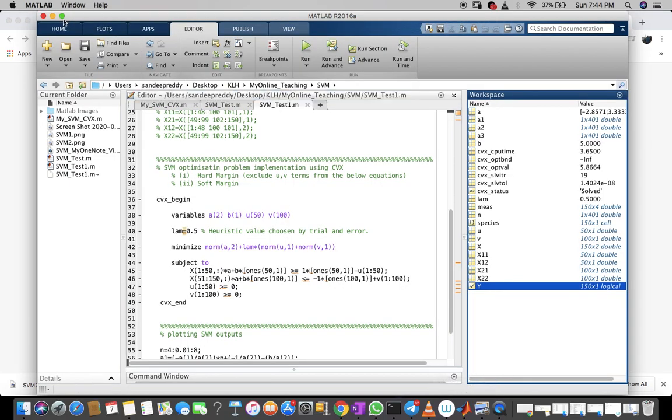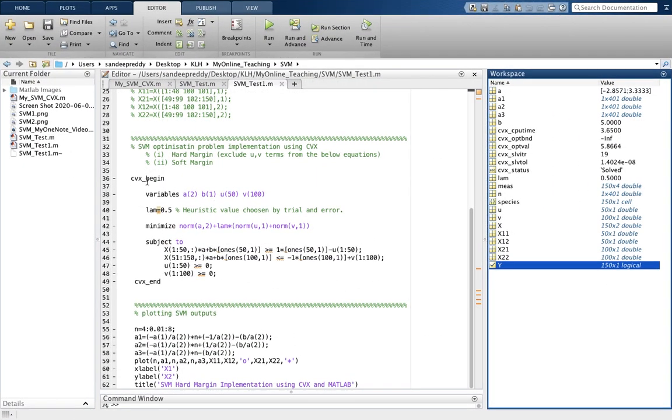So let us go to MATLAB. This is the syntax of using CVX in MATLAB. We begin it and we end it, and we write the optimization problem in between. Every optimization problem contains three things. One, the objective function, the one which you want to minimize. Second, the constraints, all the constraints which you want to pose. And third, what the variables are. So these are the three important things.